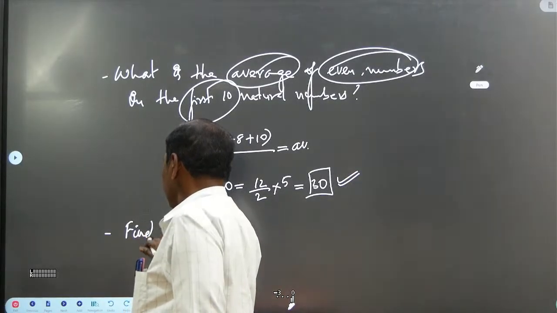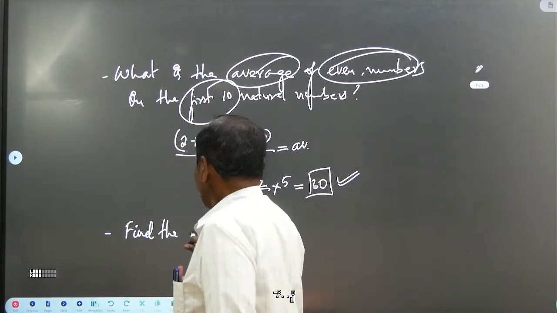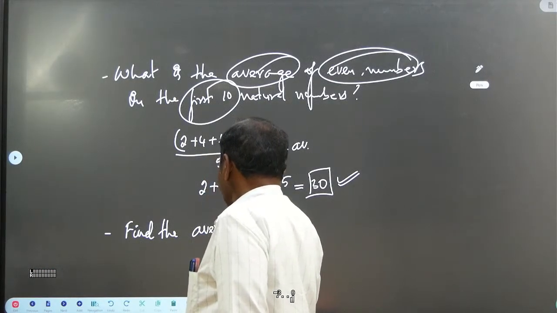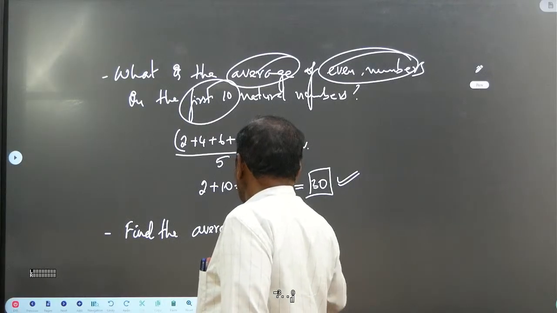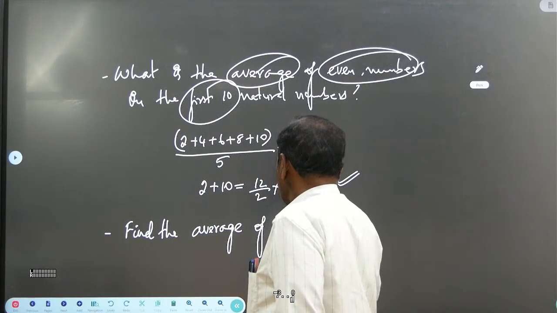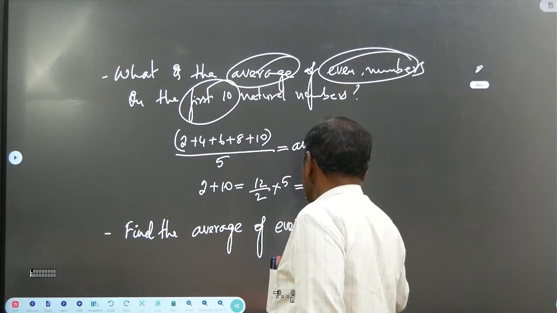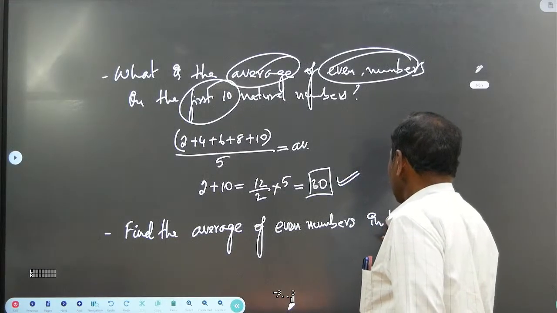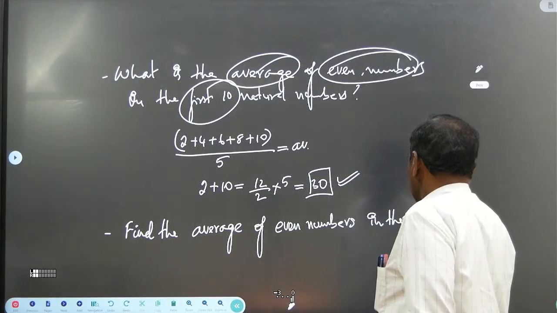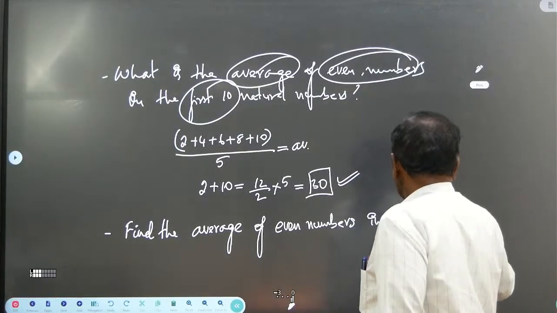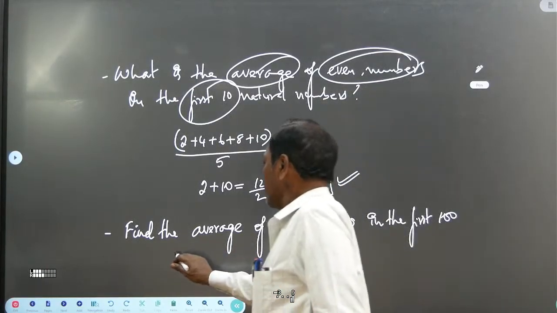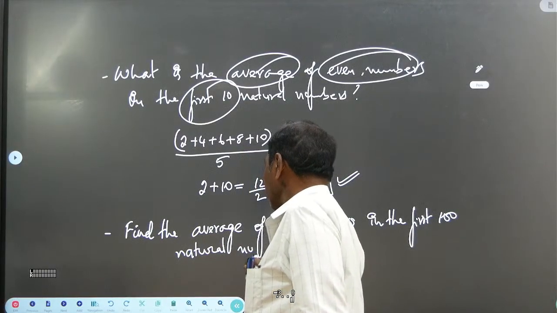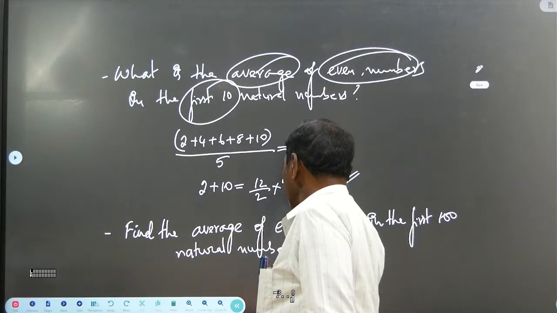Find the average of even numbers in the first 100 natural numbers. Right.